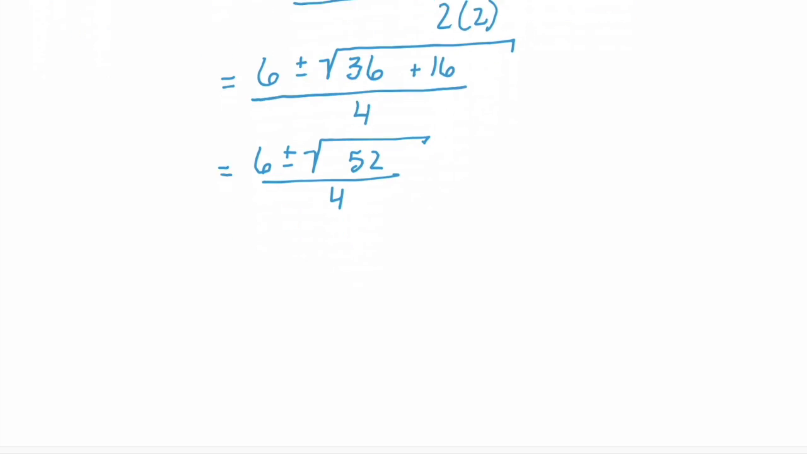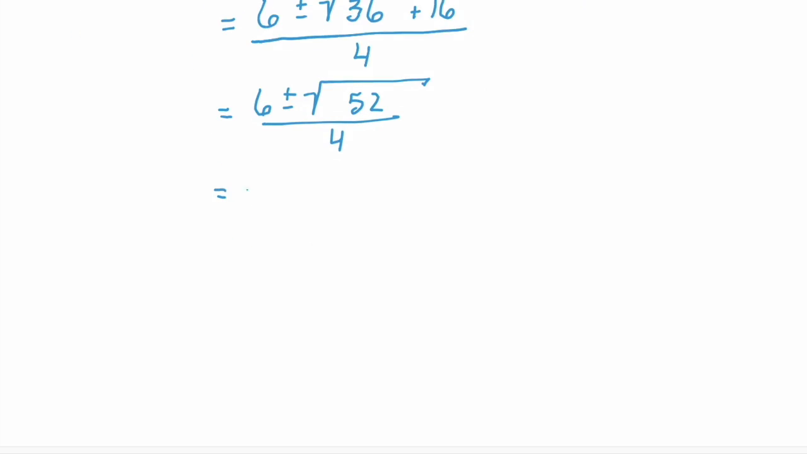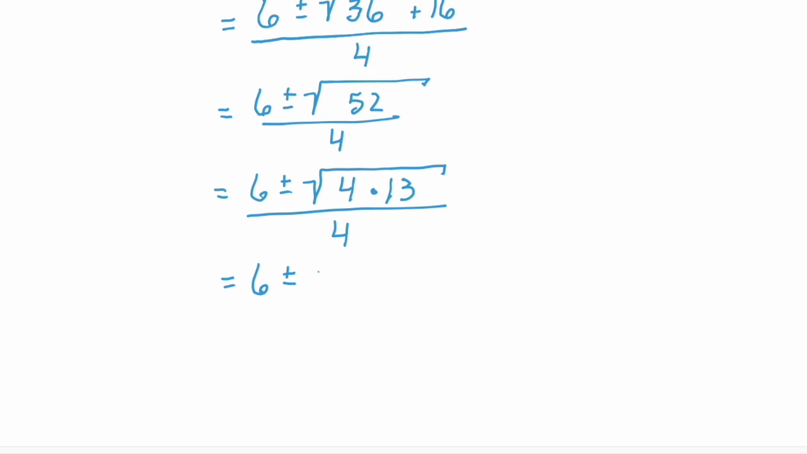Now, 52 is not a perfect square, but there is a perfect square in 52. 52 is made up of 4 times 13. So we can take the square root of 4. That gives us 6 plus or minus 2 square root of 13 over 4.